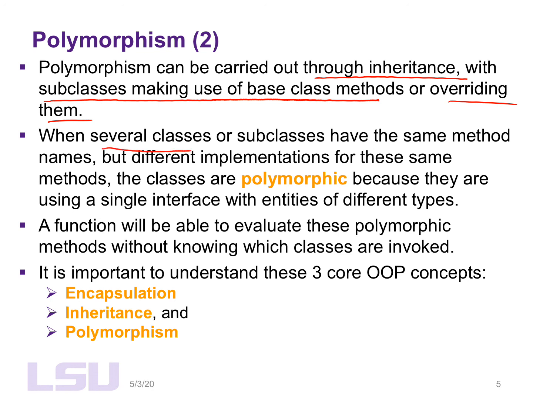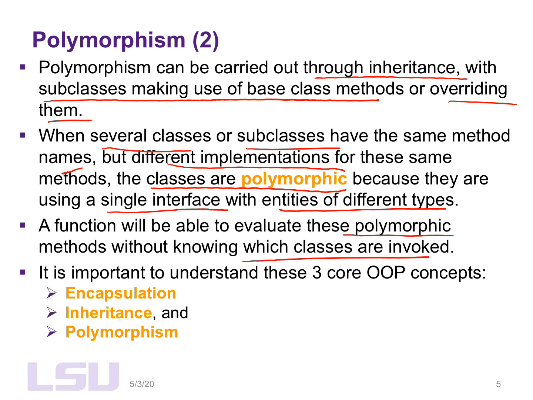When several classes or subclasses have the same method names but different implementations for the same methods, those classes are polymorphic. They use the same interface, same method with different types, different classes. A function will be able to evaluate these polymorphic methods without knowing which classes are invoked. So it's able to do it at runtime.